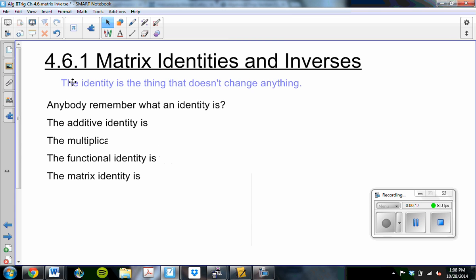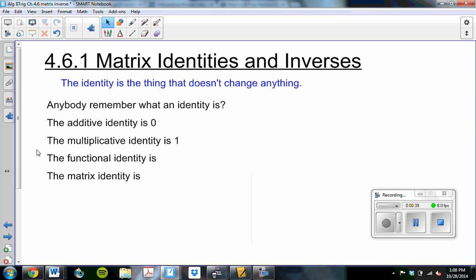The identity, I call it the thing that doesn't change anything. For example, the additive identity is 0, because 3 plus 0 is 3, 0 doesn't change anything. The multiplicative identity is 1, because 3 times 1 is 3, anything times 1 is itself.